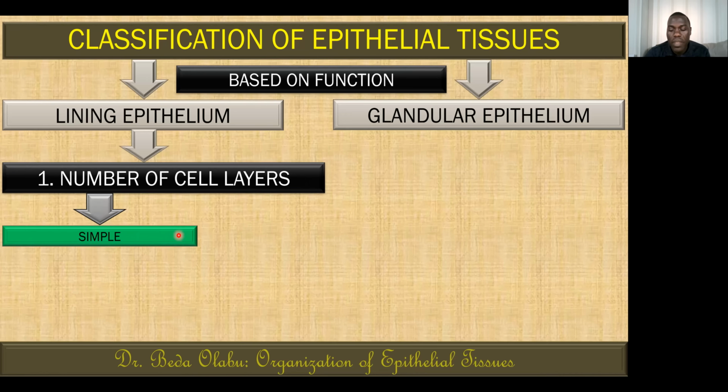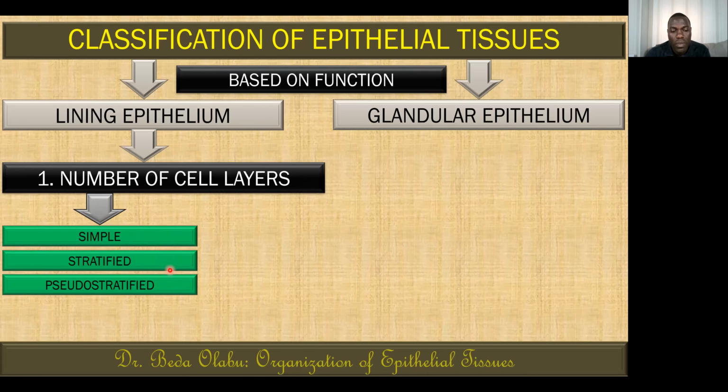If the epithelium is more than one layer, we call it stratified epithelium. But there's yet another one, pseudostratified epithelium. I'll be explaining the implications of that. But these are the possibilities. According to the number of cell layers, you can have simple epithelium, you can have stratified epithelium, and you can have pseudostratified epithelium. I'll be explaining this concept shortly.